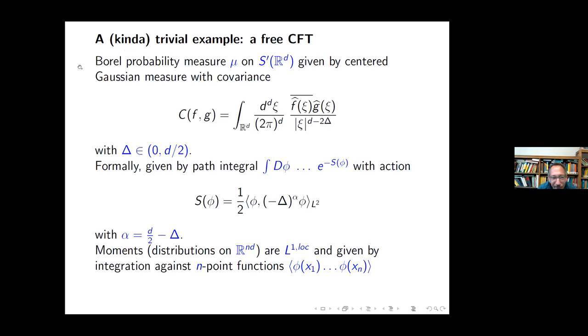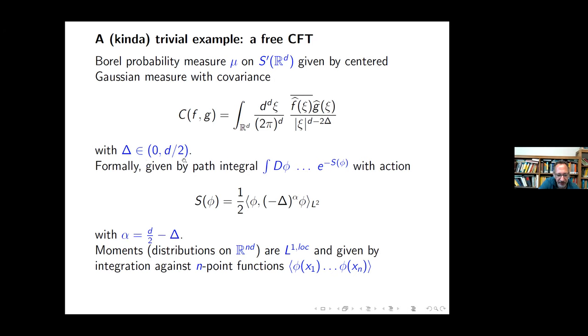Okay, so if you've never seen any of this, let me give you a concrete example that should help you follow. A kind of trivial example, the free CFT. Take a Borel probability measure on S'(R^d), which is a Gaussian centered measure with this particular covariance. You see here I put the scaling dimension delta, which for me is a parameter. That corresponds to a path integral, if you want, where the action has this form. It basically involves the fractional Laplacian at a certain power alpha. Alpha is exactly given by d over 2 minus delta.